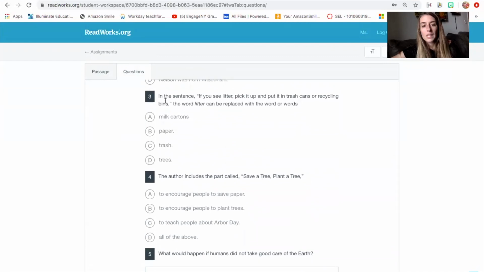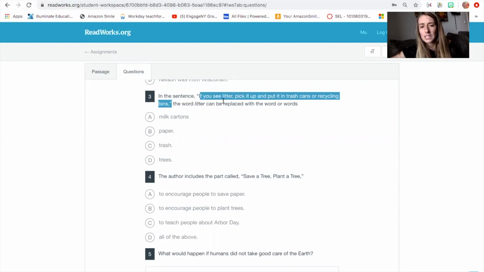Number 3, in the sentence, if you see litter, pick it up and put it in trash cans or recycling bins, the word litter can be replaced with the word or words. Okay, so this question is asking me, what does the word litter mean? What's another word I could use for the word litter? Well, they're giving me this helpful sentence to help me see if I can figure out what other word I could switch out for litter.